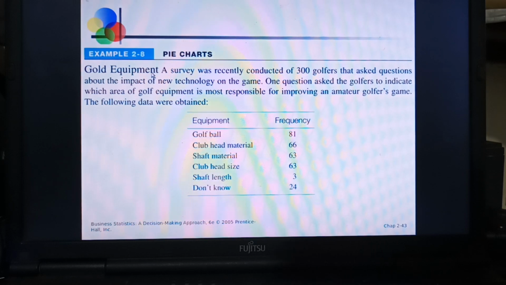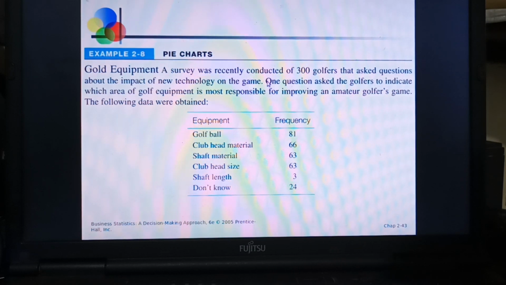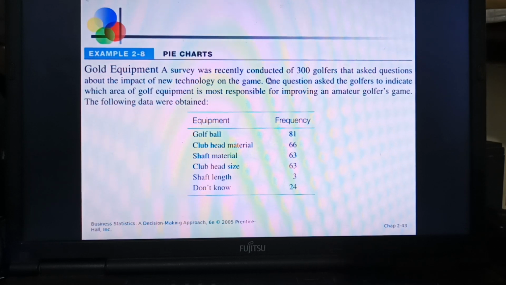Now, example 2-8, pie charts titled Golf Equipment. A survey was recently conducted of 300 golfers. And golf, this is the game of the rich people. And usually, I think only men play this. I haven't seen women playing golf.